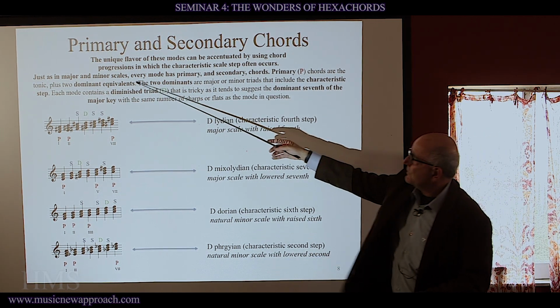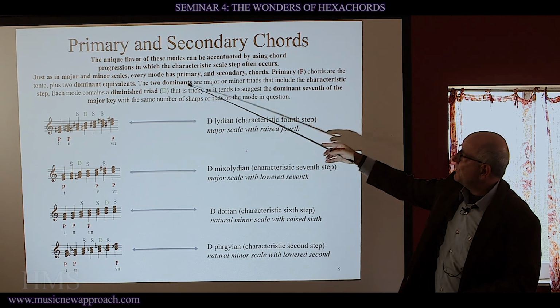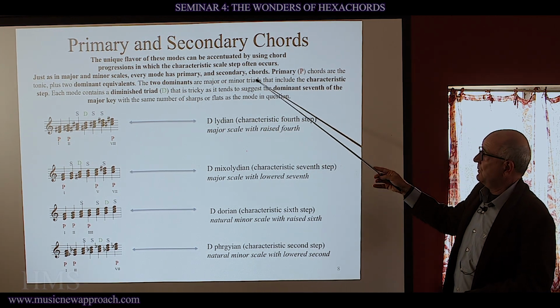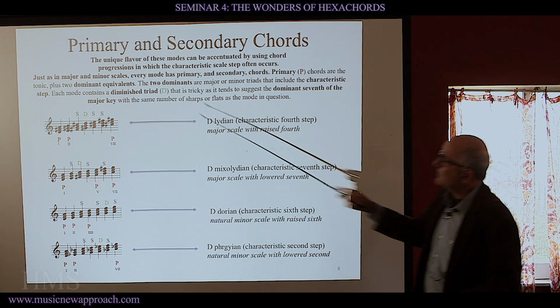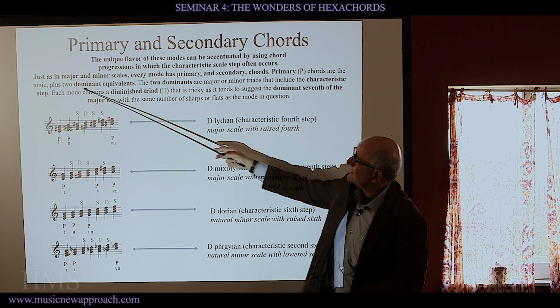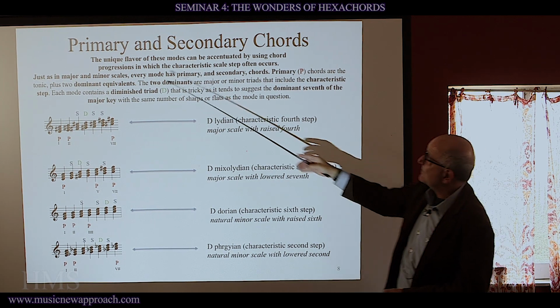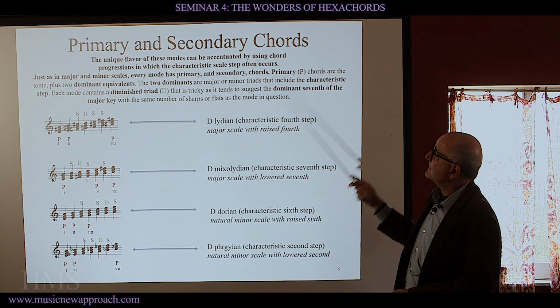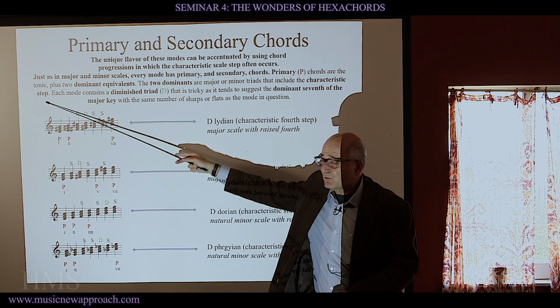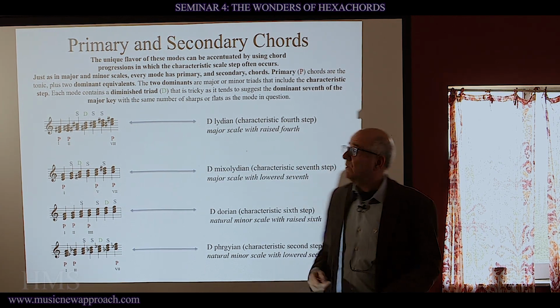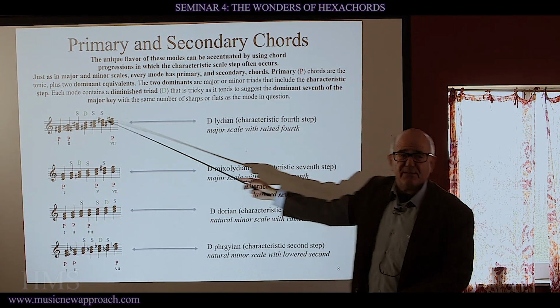Just like a major and minor scale, every mode has a primary and secondary chords. So the primary chords is a tonic chord plus 2 dominant equivalents. Now, what does that mean by dominant equivalents? It just means they are major or minor triads that have the characteristic step of the mode. So for instance, let's play this real quick, Rach.